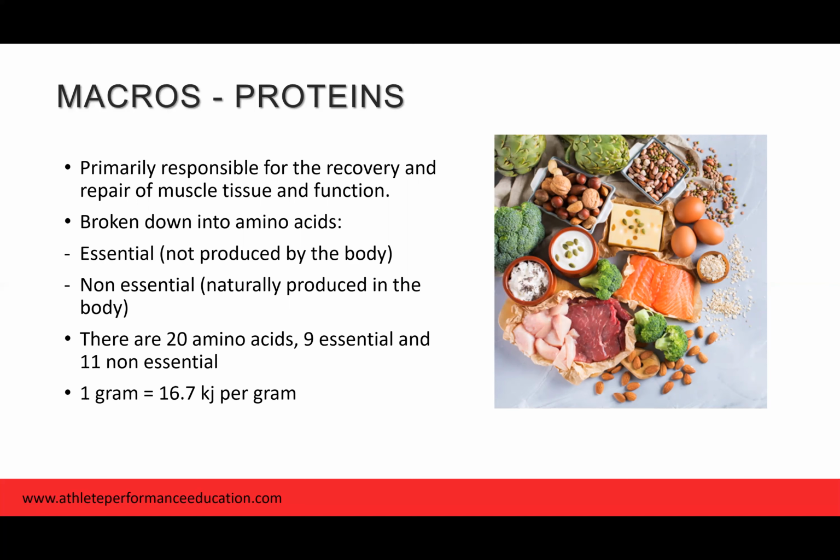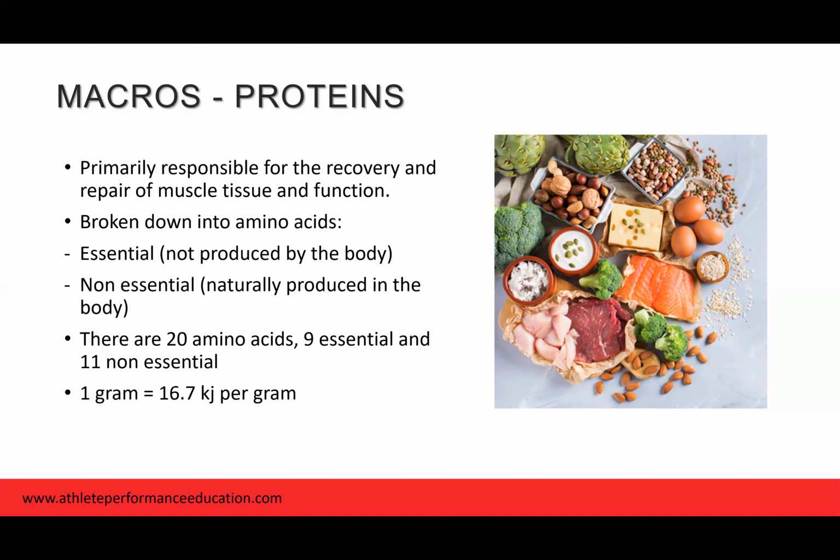Now, the process of proteins, they're broken down to amino acids. We have our essential, which are not produced by the body, which we need to supplement or consume through whole foods. And we have our non-essential, which is naturally produced in the body. You can still, by all means, consume non-essential amino acids. They're still very nutrient dense and still going to provide your body with great energy and great functionality. But as I said, that's how we differentiate them.